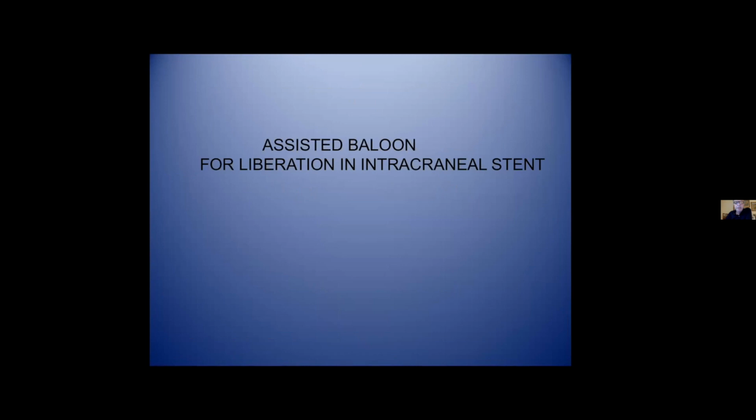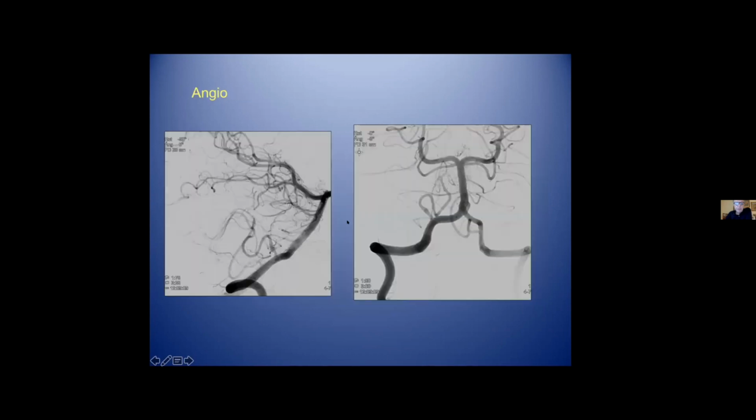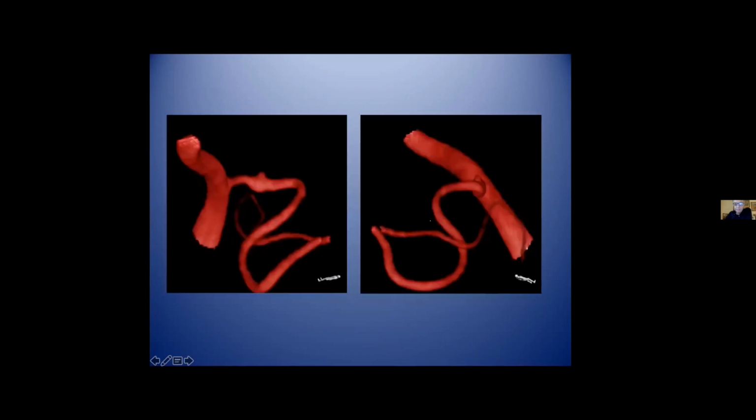This is one case I treated with the stent and assisted balloon to liberation of the stent. This is a CT scanner in angio. The aneurysm is dissecting, is in this part, AP view. It's not only this aneurysm. The original and dissecting aneurysm is in this part. Look in the reconstruction. The origin, this is dissect, and this is a blister. Lateral reconstruction.